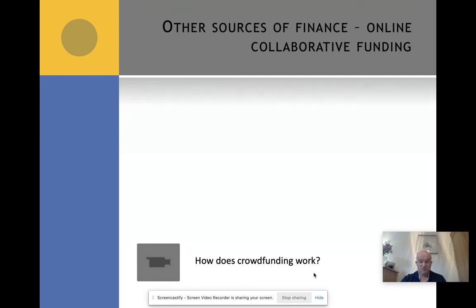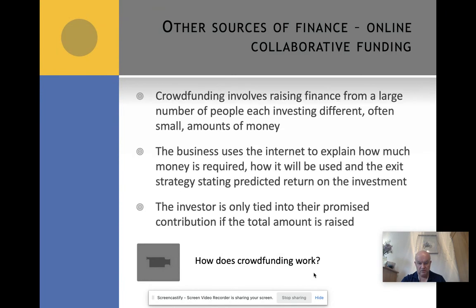Okay, other sources of finance. Well, this is sort of related a little bit to peer-to-peer funding, but very much about online collaborative funding and crowdfunding in particular. It involves raising finance from large numbers of people. Normally speaking, they're going to be relatively small investors, and they're investing relatively small amounts of money.